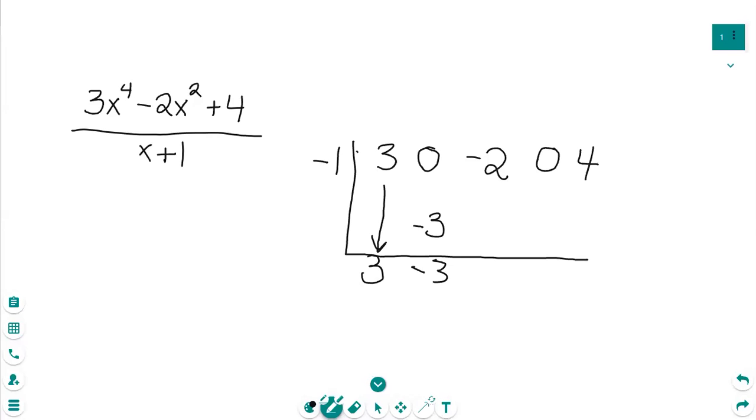So we again multiply the bottom number by negative 1, which gives us negative 3 times negative 1, and that's 3. We'll write that in the next column over. And then we have negative 2 plus 3, which is 1. Then we have 1 times negative 1, which is negative 1. 0 plus negative 1 is negative 1. Then negative 1 times negative 1 is 1. And finally, 4 plus 1 is 5.